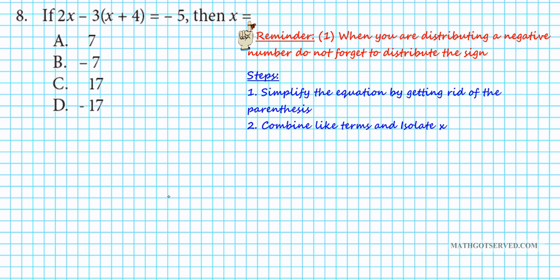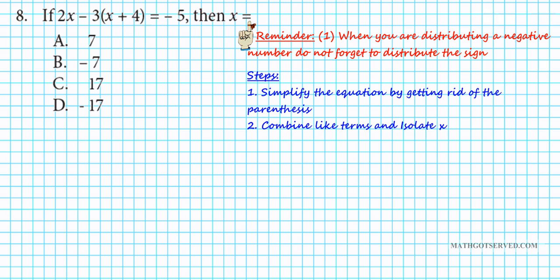All right, let's take a look at problem number 8. It reads, if 2x minus 3 times the quantity x plus 4 is equal to negative 5, then x equals. Now, one reminder is that whenever you're distributing a negative number, do not forget to distribute the sign. In this case, we're going to be distributing this negative number. We do not want to forget that negativity because it affects the result of the product. So please do not forget that point.